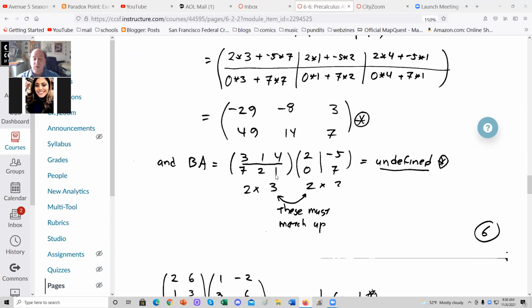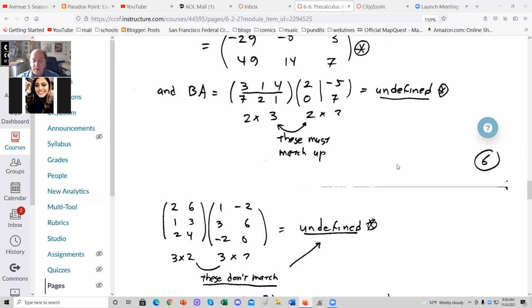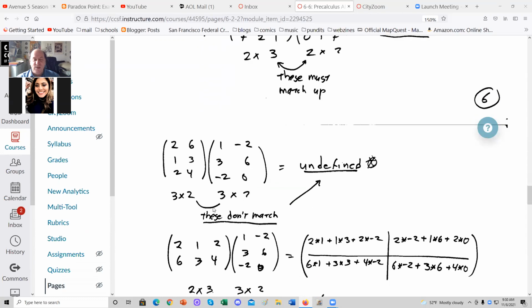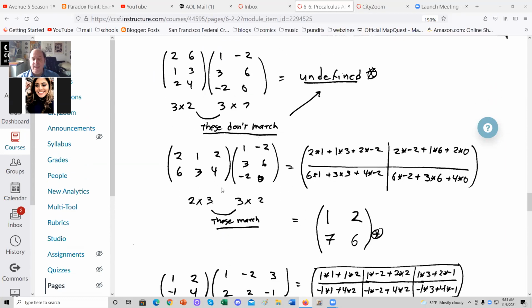Okay. Now, if you try BA, here's the problem. B is 2 by 3 and A is 2 by 2, but these don't match up, so the product is undefined. So a lot of matrix arithmetic isn't properly defined because the sizes don't match up. Here we have a 3 by 2 times a 3 by 2. 2 and 3 don't match up. Too bad.